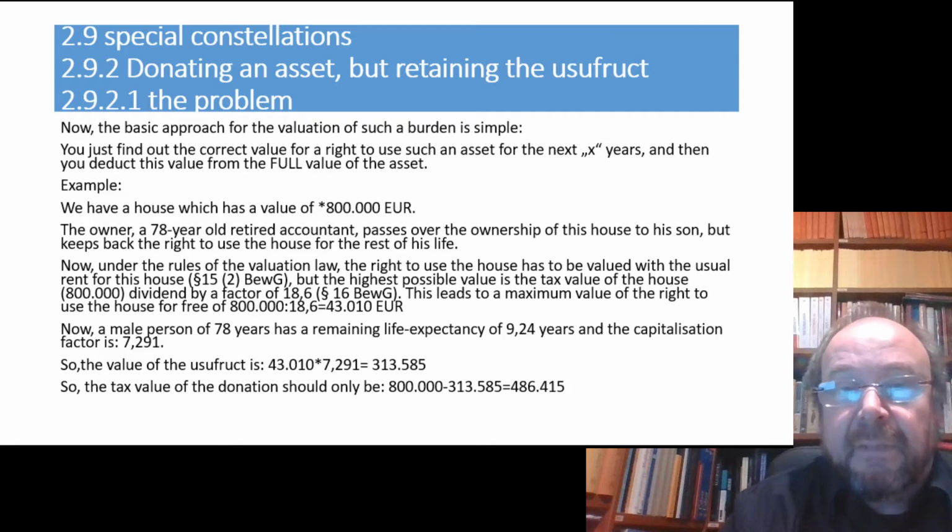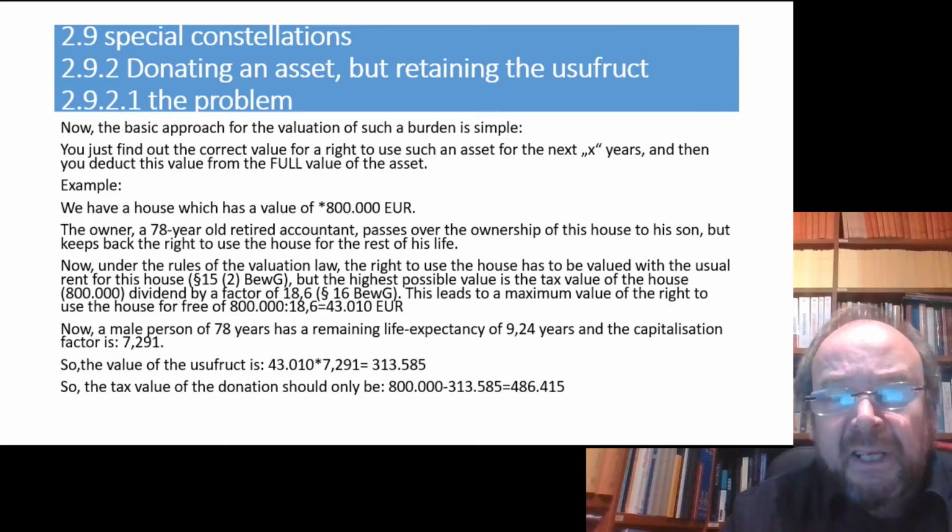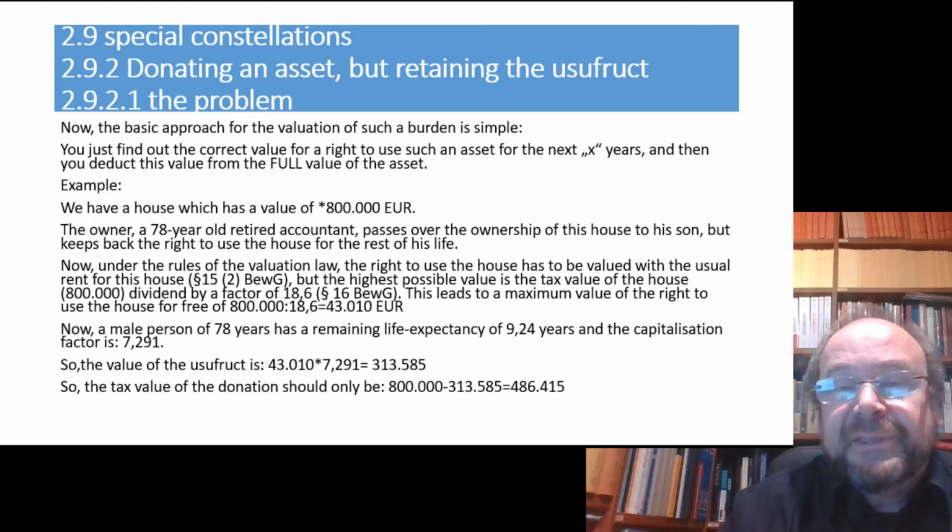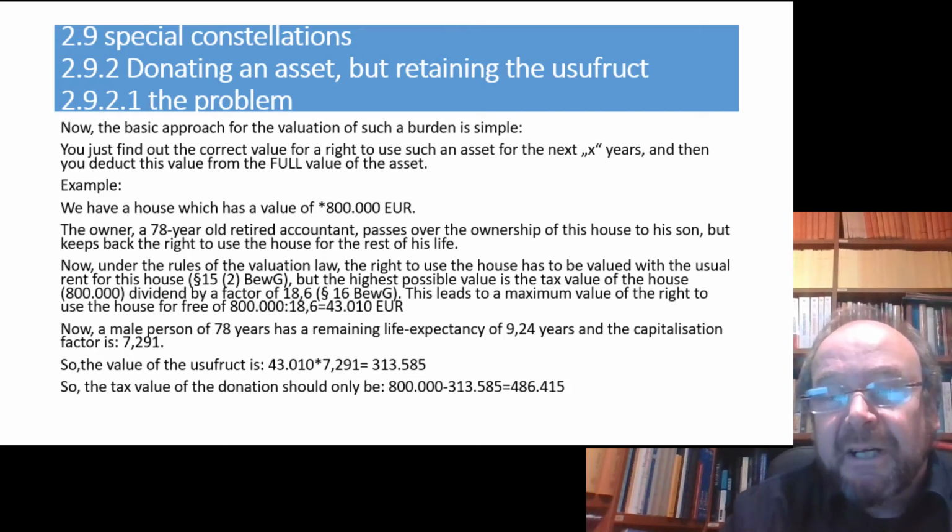Now, multiplied with the discounting factor, that leads to a present value of the right of the previous owner to use that house still for the next years. That amounts to a value of 313,585. So simple mathematics say if we got ownership of a house of 800,000, but the right to use this house is taken away from us or reserved, kept back by the previous owner, then we only get the right to use it for the time afterwards.